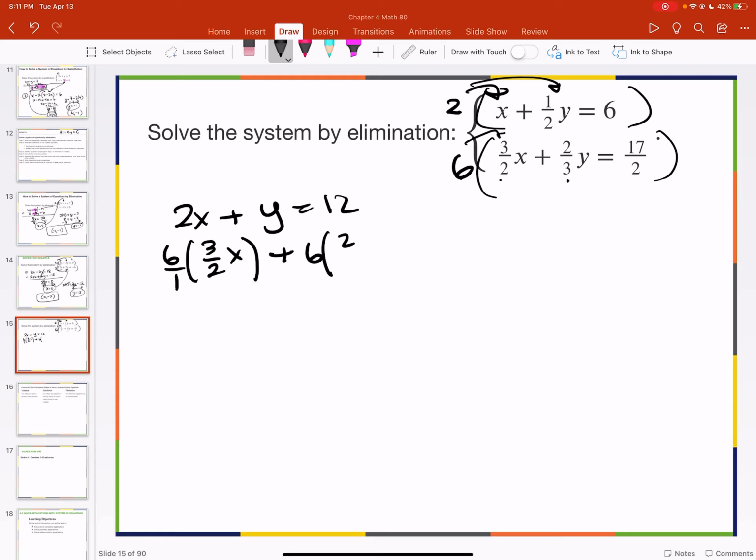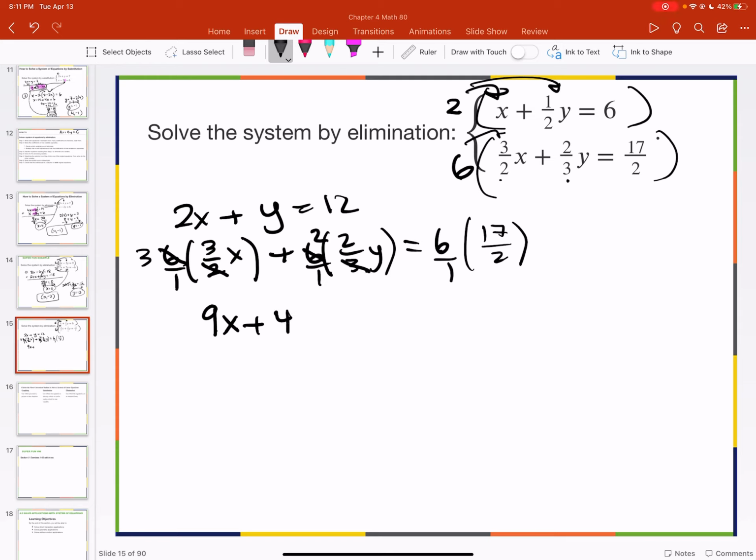I'm multiplying every single term, right, by 6. So 6 times 17 over 2. You don't have to write this out if you don't need to, but it's just good to see. So 2 goes into 6 3 times, so we get 3 times 3x, that's 9x, plus 3 goes into 6 twice, 2 times 2y is 4y, equal to, 2 goes into 6 3 times, 3 times 17 is 51. Okay, so we have that. So I still don't have the same coefficient and opposite.